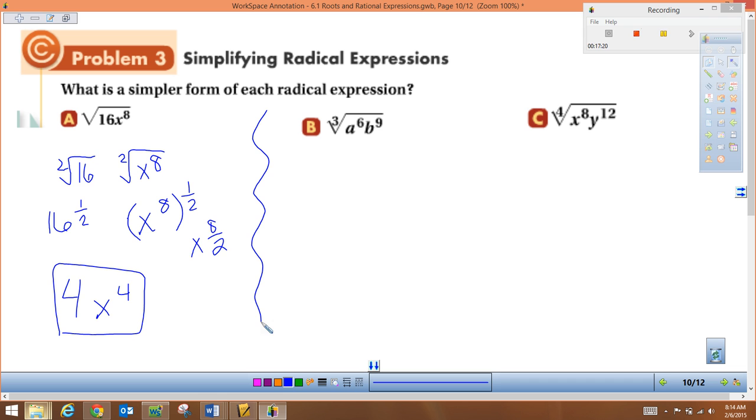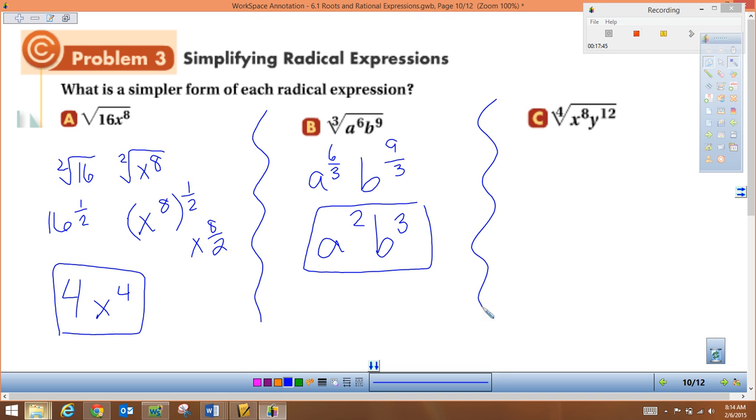Let's work on the next one. So we have a to the 6 over 3 power. Whoops, let me correct that really quick. 6 over 3 power. And b to the 9 over 3 power. Okay, so when we simplify, we get a squared b cubed for our final answer.